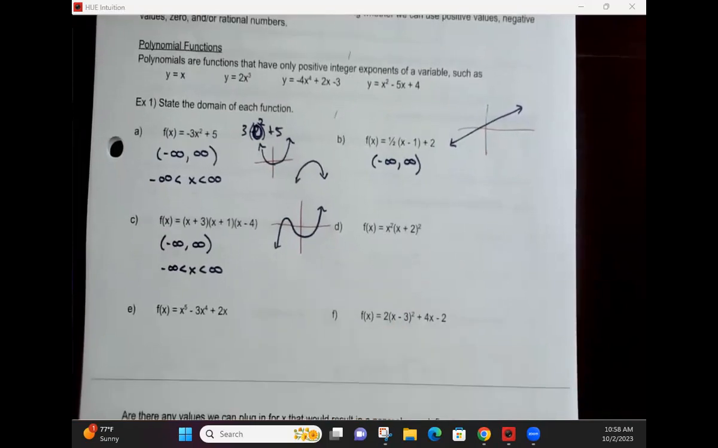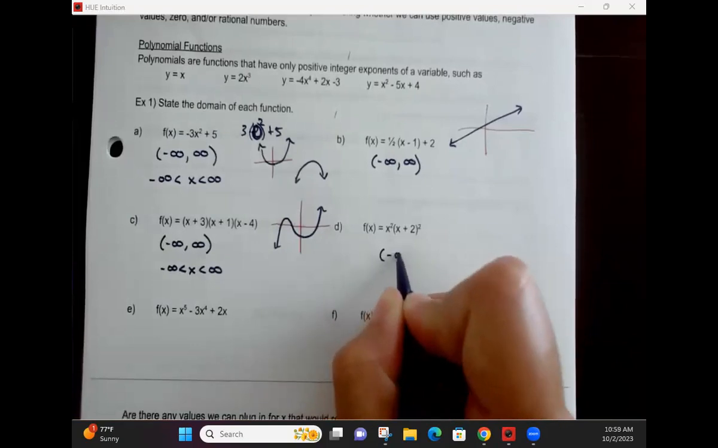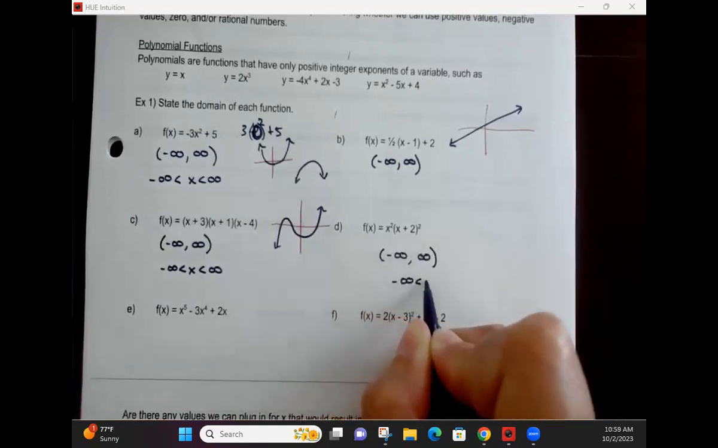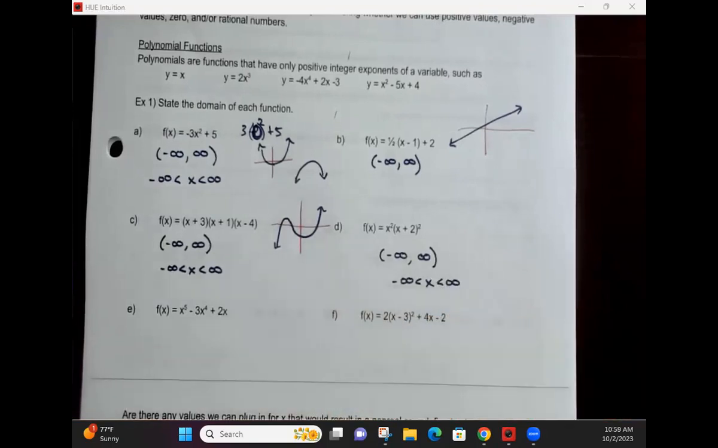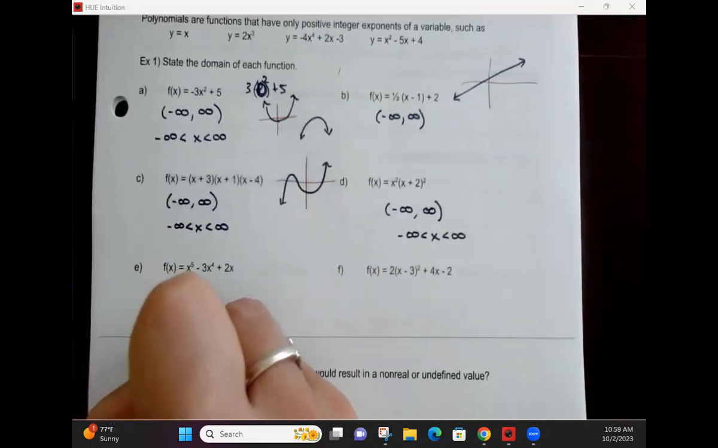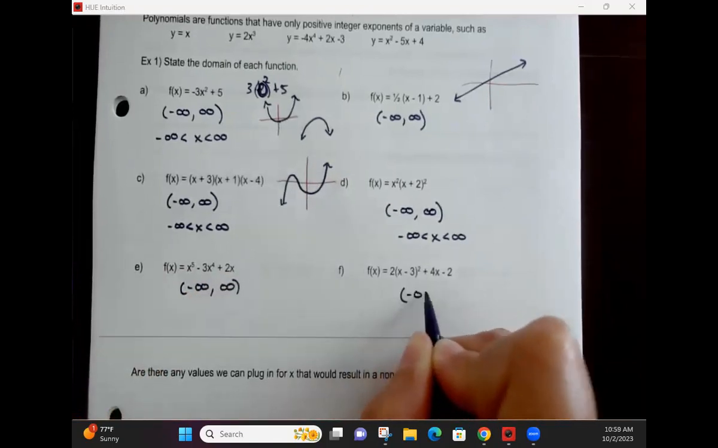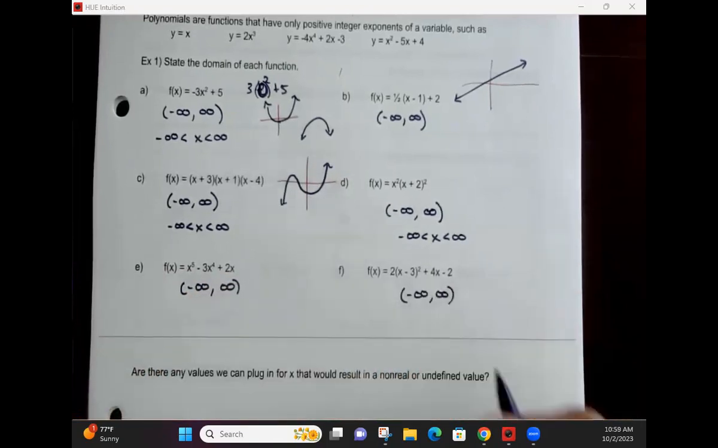Same thing, right? All polynomials have a domain of negative infinity to positive infinity, all real numbers. We can plug in anything we want. Positives, negatives, 0, fractions, decimals, anything we want. All real numbers.